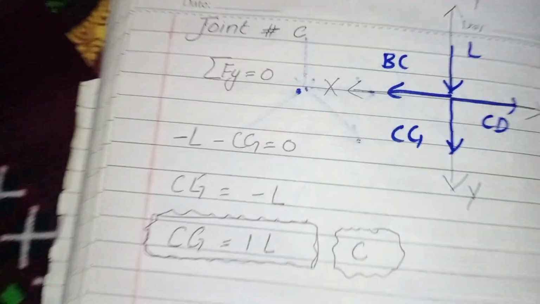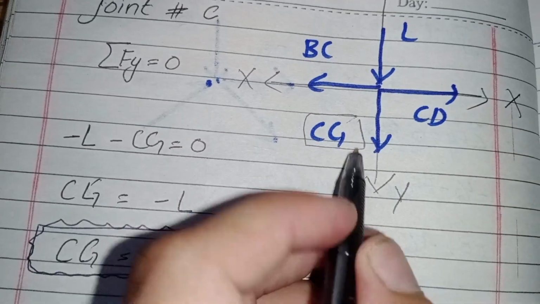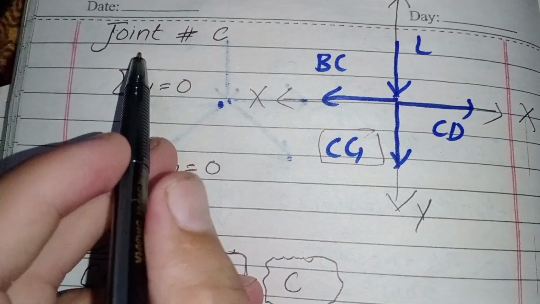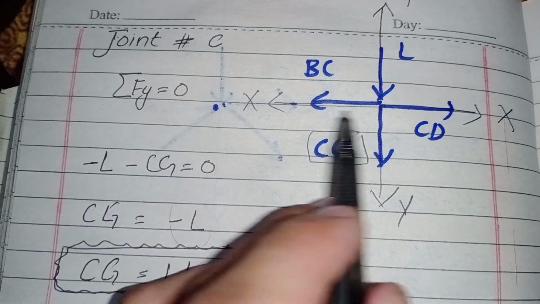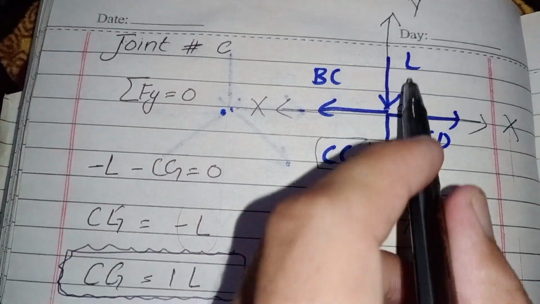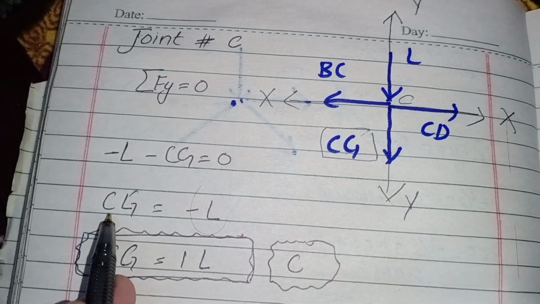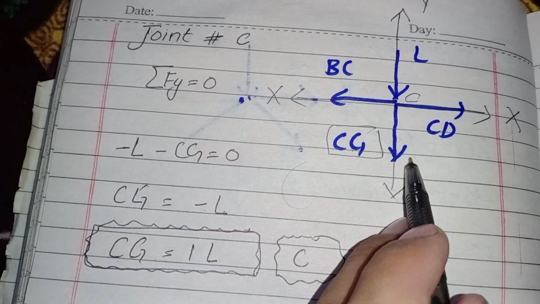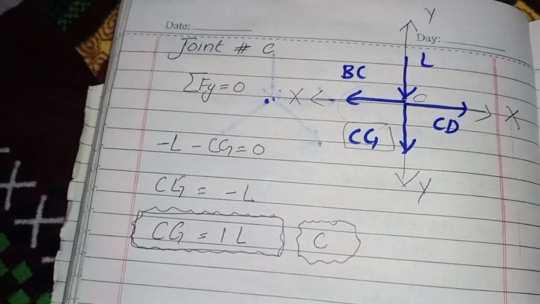Now the last joint which I will take, and I will find all the other required forces in the members. I will take joint C to find CG. The summation of all vertical forces at joint C equals 0. There are only two forces: negative L and negative CG. So CG equals negative L, and the negative sign means that this is not in tension, my assumption was wrong. It is in compression. So CG will equal 1L.